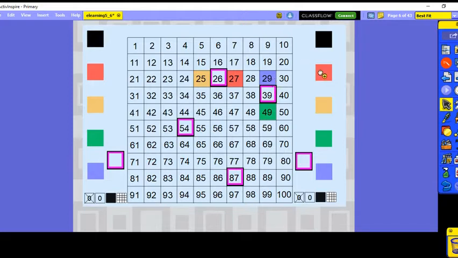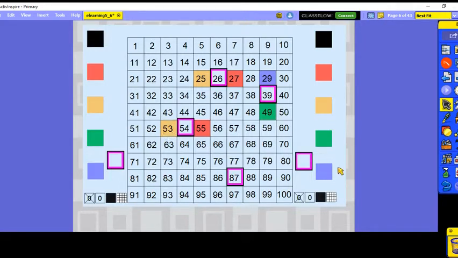Now let's look at 54. Find 54 on our hundreds chart. Can you find it? Here it is right here. Now let's do one more than 54. Let's just go forward one. One more than 54 is 55. Now let's find 54 again, and let's do one less than 54. We're just going to go backwards one. One less than 54 is 53.